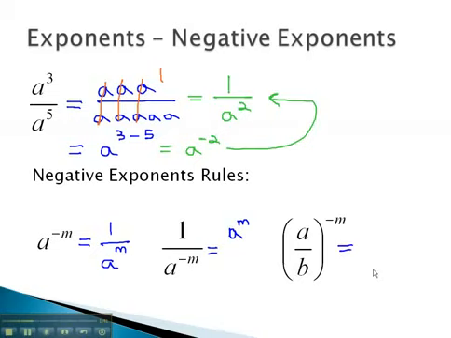If the negative exponent is on a fraction, this simply means we must flip the entire fraction. The b's are now left over on top, the a's are left over on the bottom, and now we could consider the exponent of m, and probably take this one step farther using the power of a quotient rule to get b to the m over a to the m.